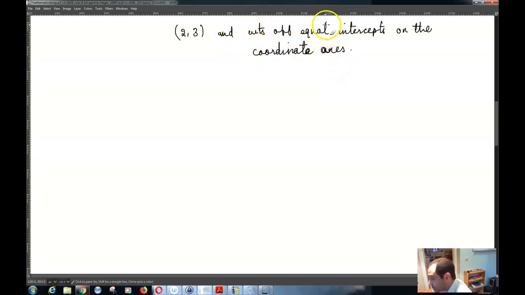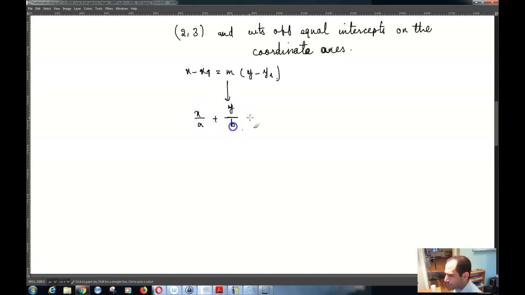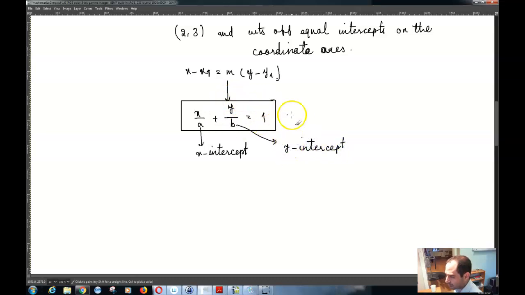Okay, so basically to find the equation of this line, in the previous video I suppose we derived the formula x over a plus y over b is equal to 1. In this formula, a is your x-intercept, b is your y-intercept, and that's basically the formula.